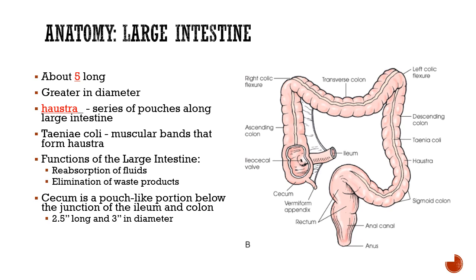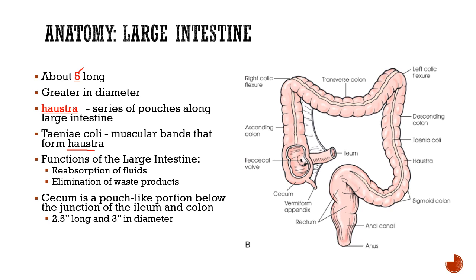The large intestine is about 5 foot long. It's greater in diameter. It has haustra, which are a series of pouches along the large intestine. It has muscular bands that form haustra, which are the bands that we can see here, so we've got that smooth elimination of waste. The functions of the large intestine are reabsorption of fluids and elimination of waste products.